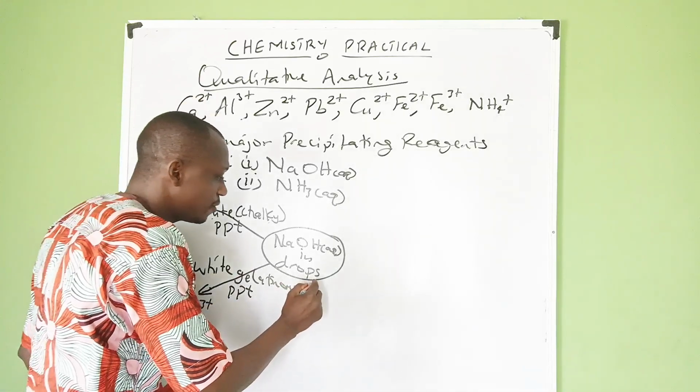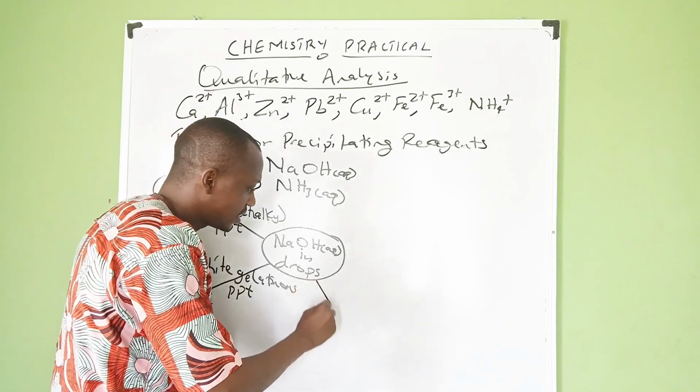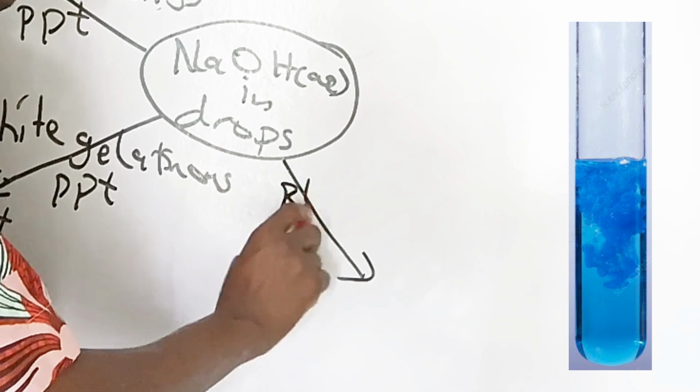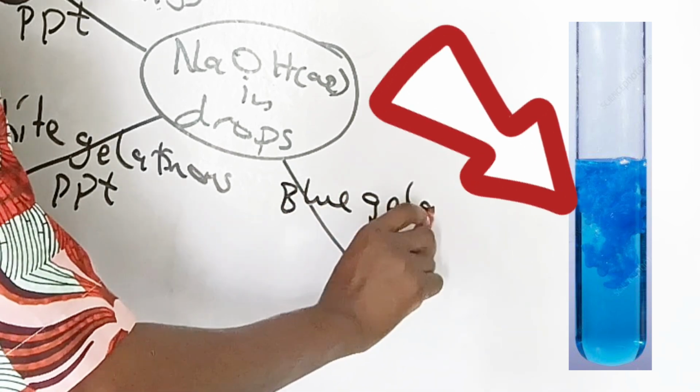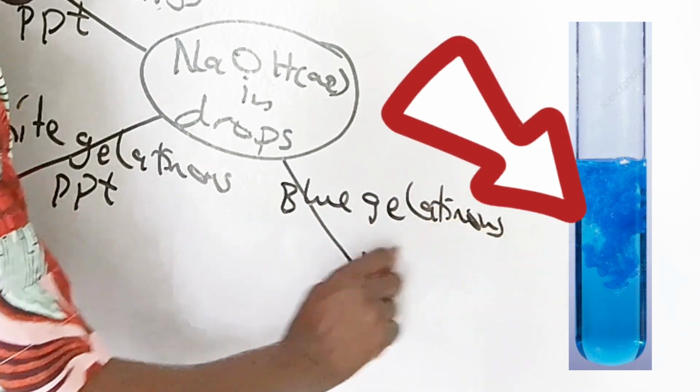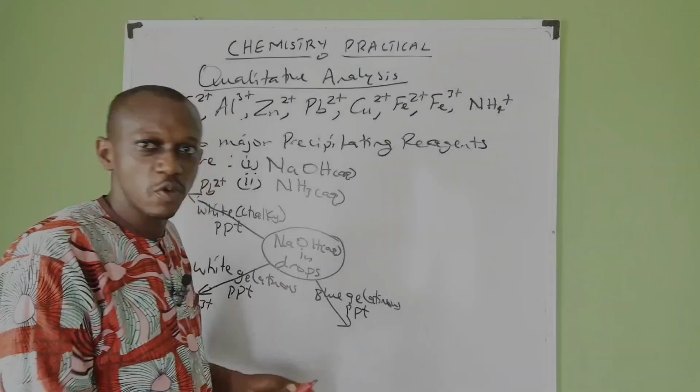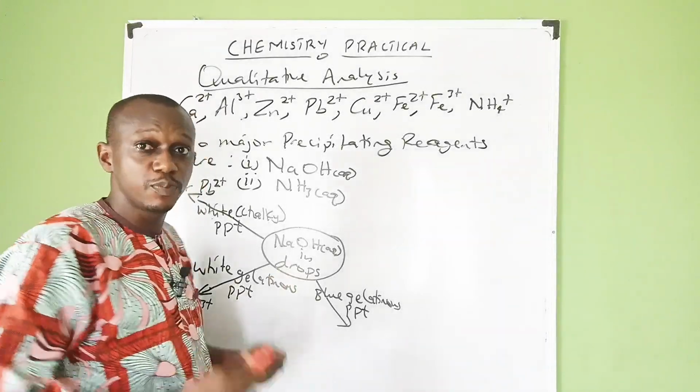Now, if it happens to be this again, if we have a blue gelatinous precipitate, what are we expecting to have there? If it is a blue gelatinous precipitate, it should be Cu2+.